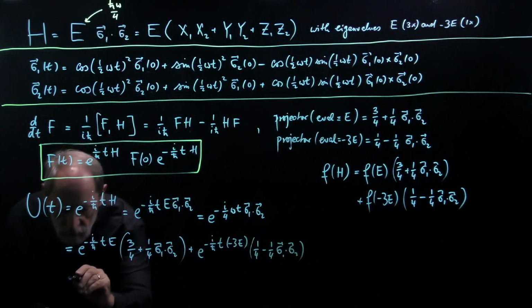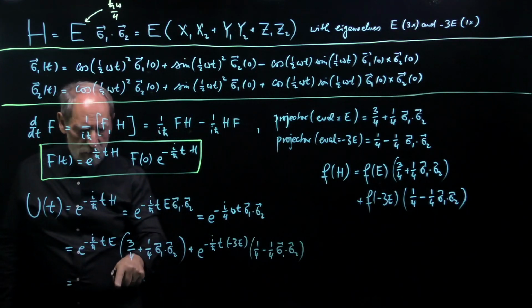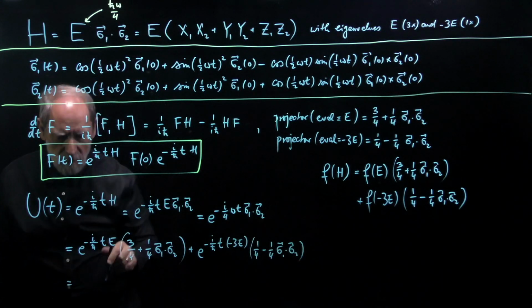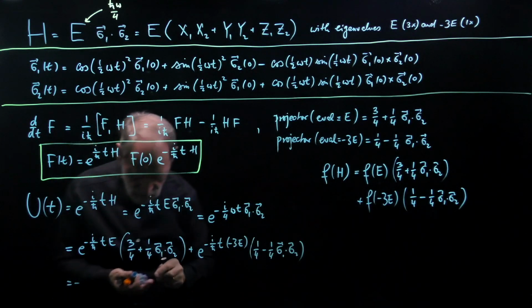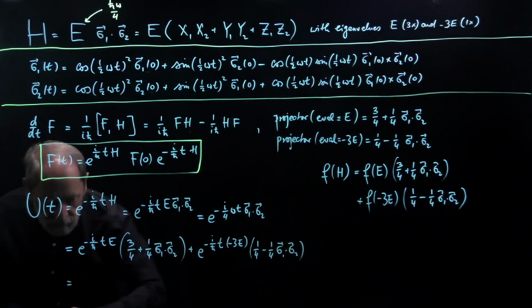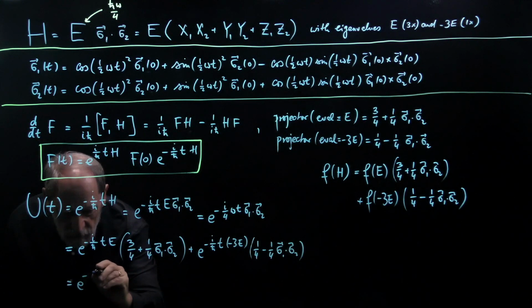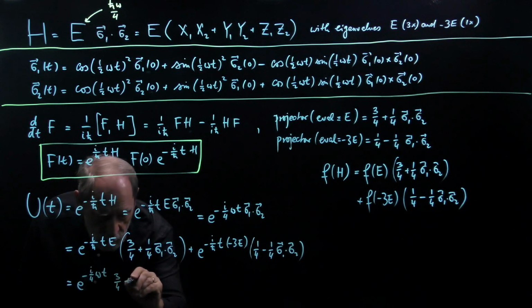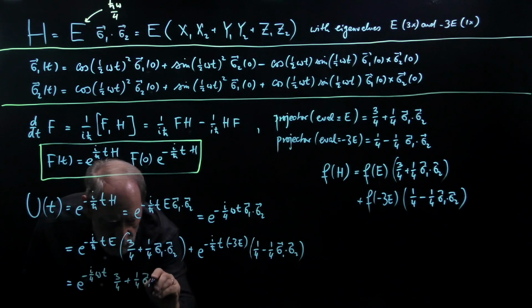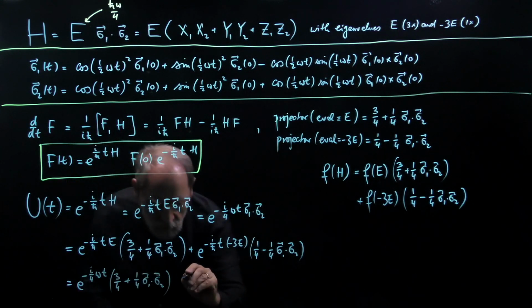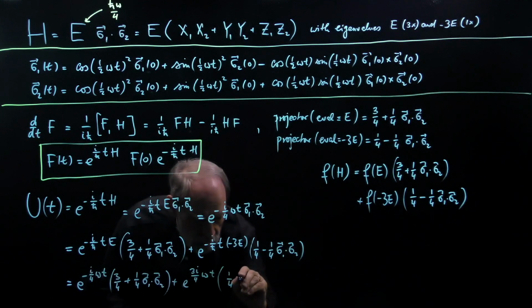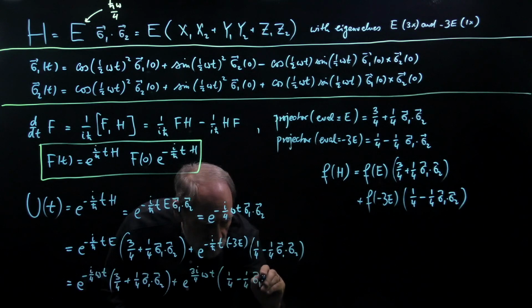All right, so we insert once more that the energy is now written as 1/4 of h bar omega. So this is the exponential of minus i divided by 4 omega t, and then 3/4 plus 1/4 of sigma 1 dot sigma 2. And here we have plus e to the 3i divided by 4 omega t, and it is 1/4 minus 1/4 of sigma 1 dot sigma 2.